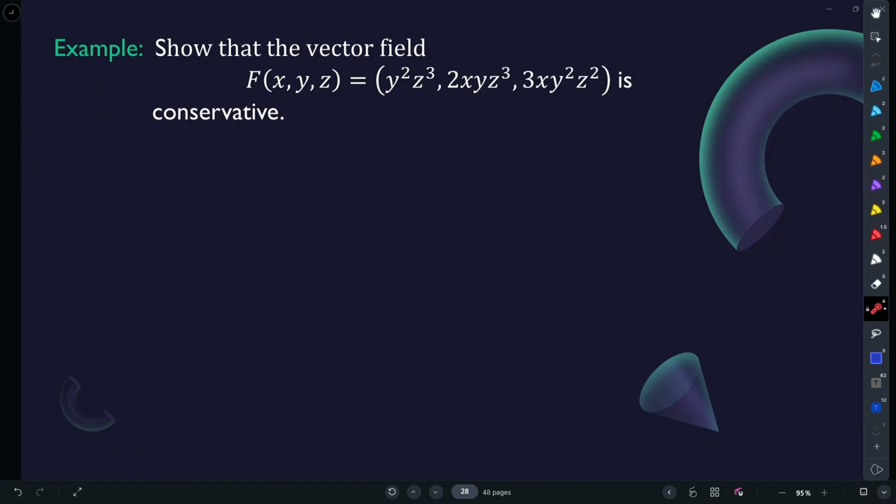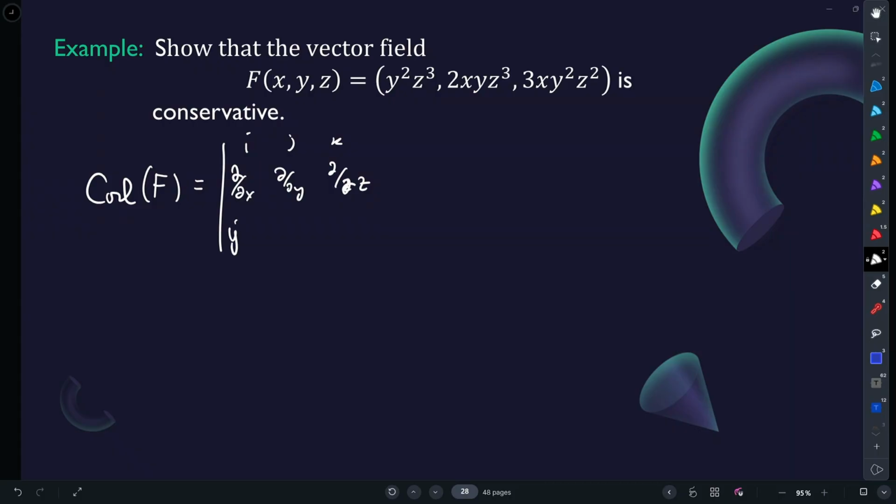So let's show that this vector field is conservative. And what I'm going to do is calculate the curl and hope that that is 0. So let's compute another curl of f. In this case, again, this is i, j, k, partial with respect to x, partial with respect to y, partial with respect to z, of the functions that appear in the coordinates. And I get the following.